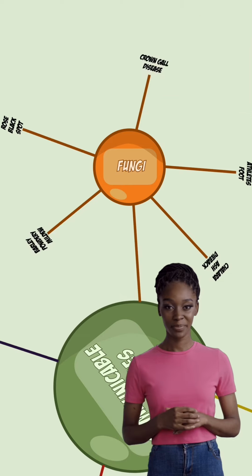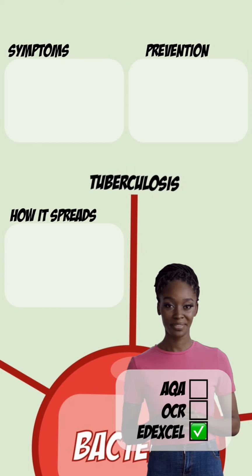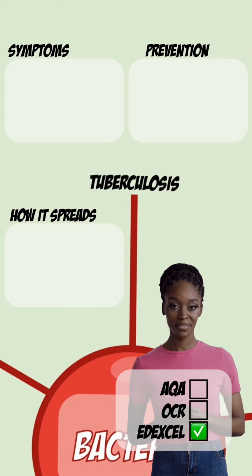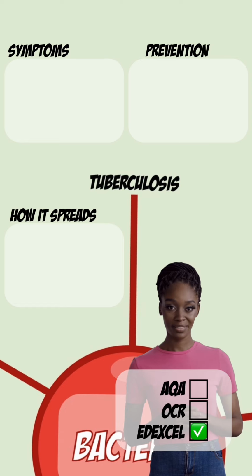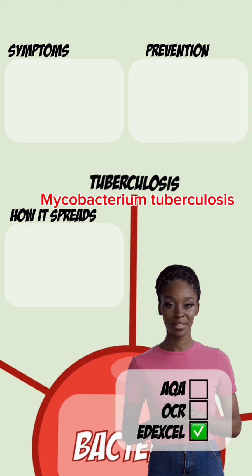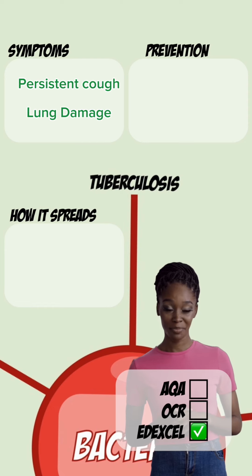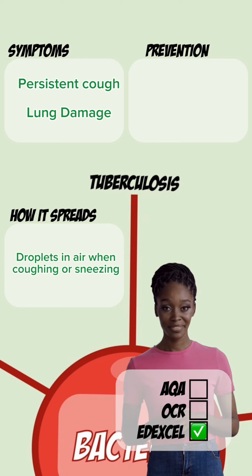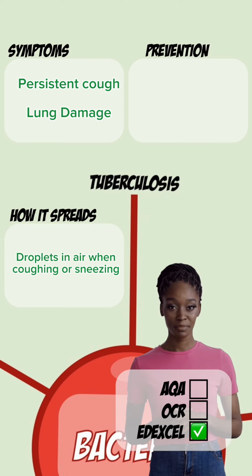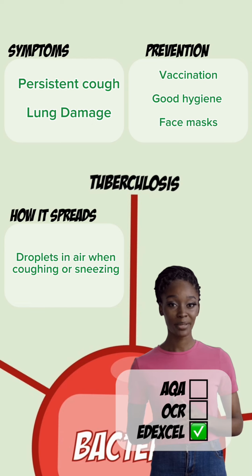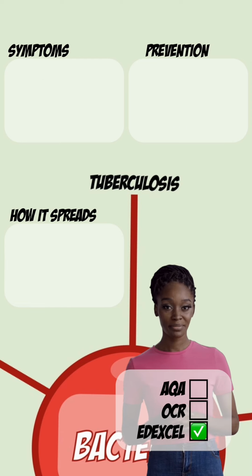Next, we have bacterial diseases. Tuberculosis, or TB, is a bacterial infection that primarily affects the lungs and is caused by the bacteria Mycobacterium tuberculosis. Symptoms include a persistent cough and lung damage. TB spreads through the air when an infected person coughs or sneezes. Preventative measures include vaccination, good hygiene, and wearing masks in high-risk areas.